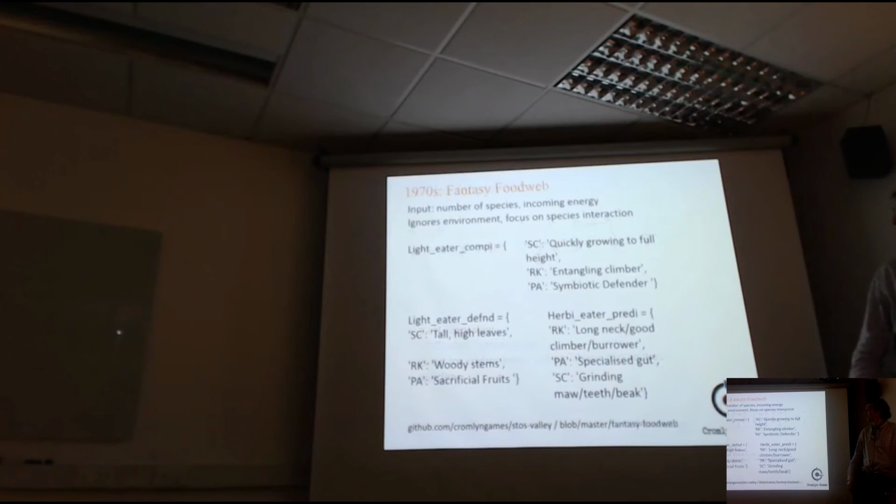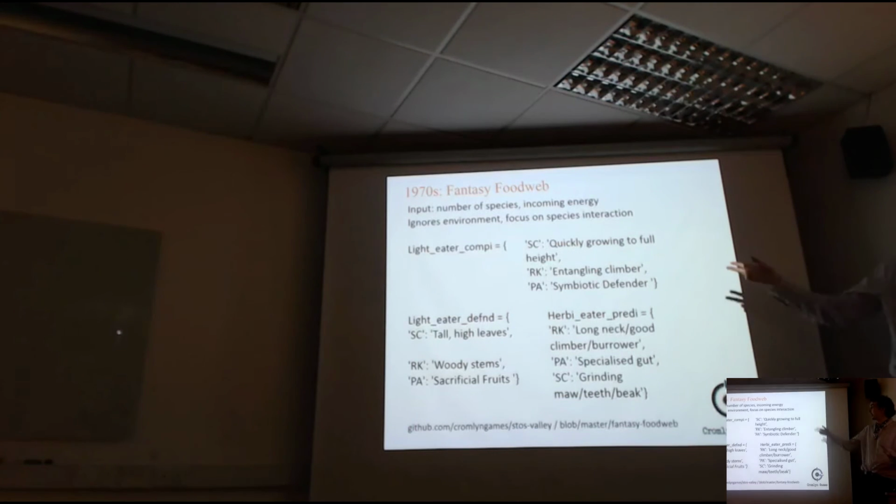So we're now in the 1970s. This is just text. This is basic level user interface. So all it is you input the number of species you want and the incoming energy. It ignores the environment and it focuses on species interaction. So there's a bunch of different stats for each species, and it's just done on scissors, rock, paper.